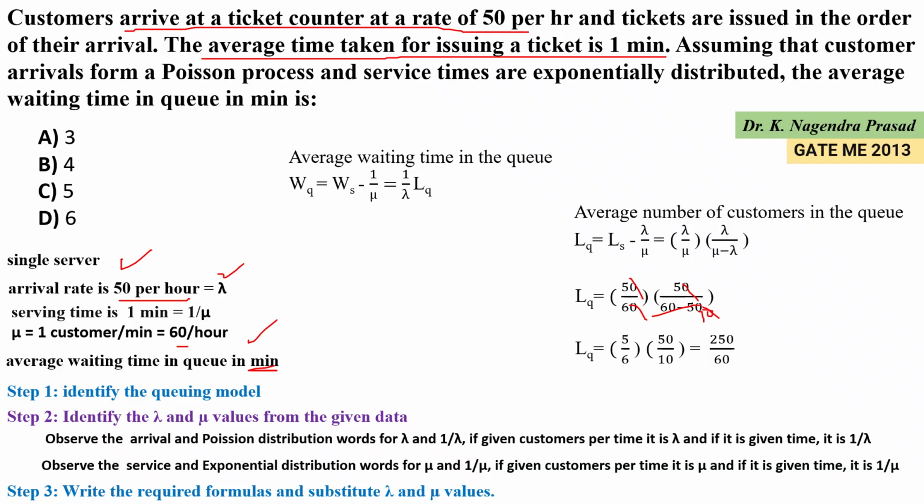So we know the Lq value, then substitute: Wq equals 1 by lambda into Lq, 1 by 50 into 250 divided by 60. So here 0 gets cancelled and 5. So Wq is 5 by 60 hour, but we need it in minutes. So 5 by 60 into 60 minutes. Then 60 gets cancelled. Then the answer is 5 minutes. So option C is the correct answer.